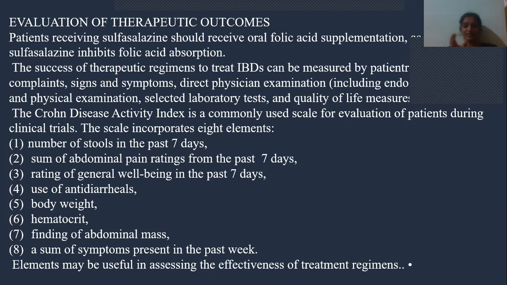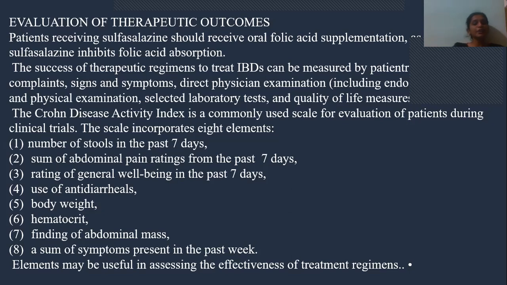So what are the parameters it includes? The number of stools in the past 7 days. As I said, the main symptom will be diarrhea, so we have to record the number of stools in the past 7 days, and then the sum of abdominal pain ratings from the past 7 days. That means every day, how was the pain. So first day severe, second day severe, third day severe, fourth day moderate, fifth day moderate, sixth day mild. Depending on all this, we take an average and see how the rating of the pain was during the past 7 days after initiating this treatment.